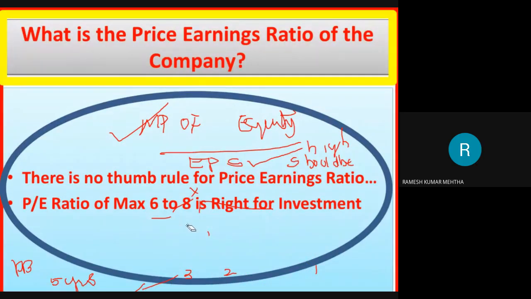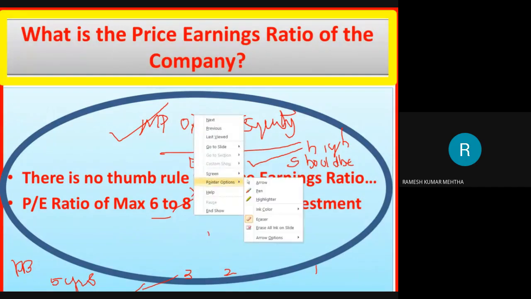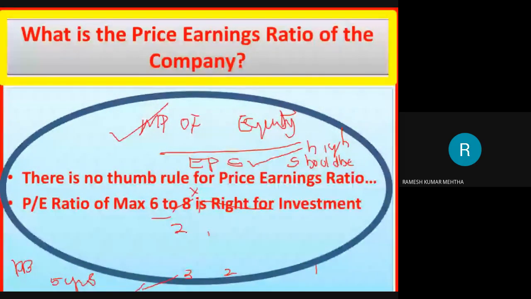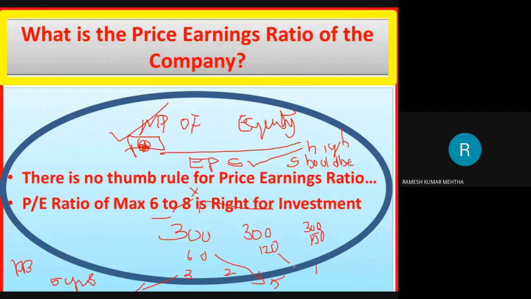If you look at the price earnings ratio, I've just calculated it. In the first case, it is 300 and 60, then 300 and 120, and 300 and 150. The formula is in front of you, and the same formula is applied here. You will get a price earnings ratio of 5, this around 2.5, and this 2. So the lower the price earnings ratio, the better the company for investment. This is the simple understanding about price earnings ratio. Hope you have understood it.